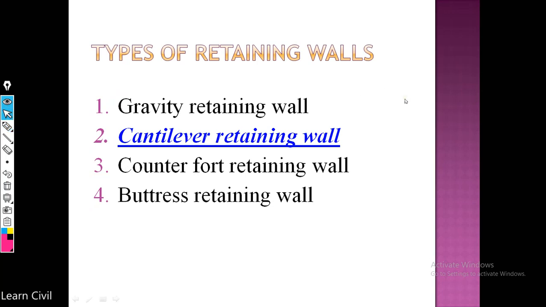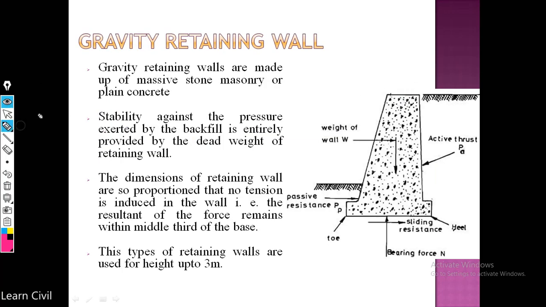You can see here, this is one type of retaining wall, that is the gravity retaining wall. This type is generally constructed with stone masonry or plain concrete, and the main resistive force, or the stability, is provided by the self weight of the retaining wall. Therefore the stone masonry or concrete requirement for this type is very high. Therefore we consider this a gravity retaining wall.